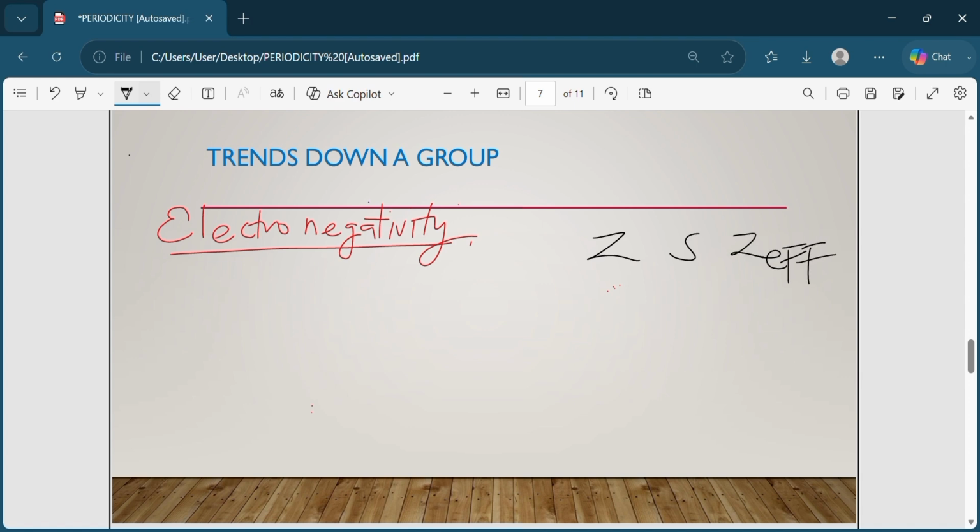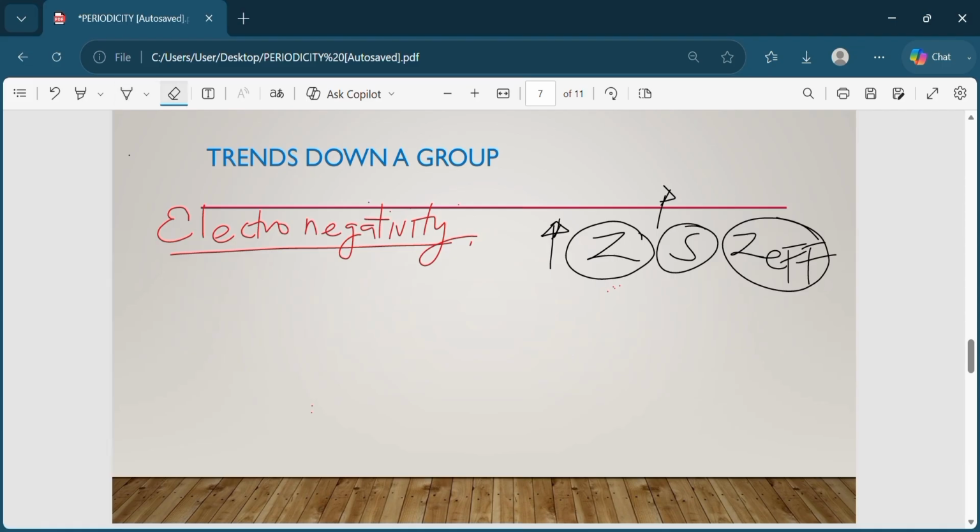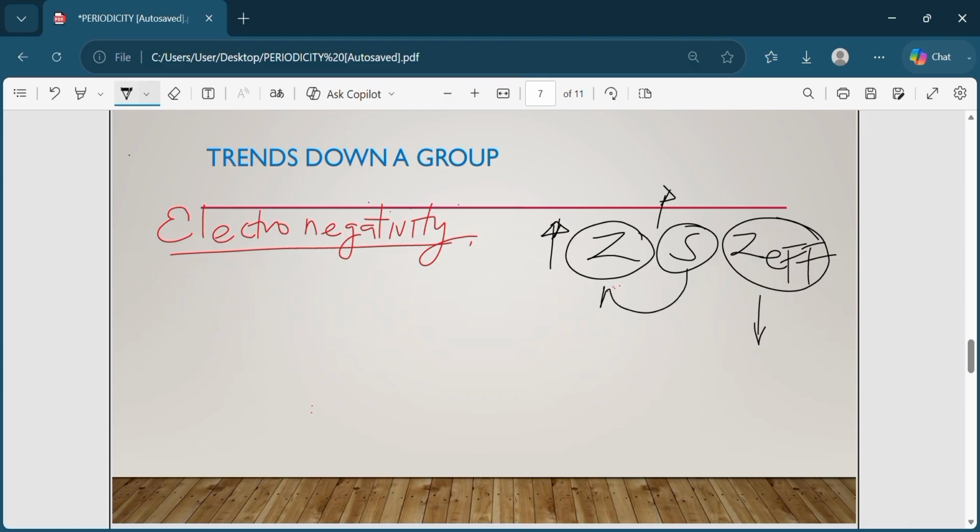Okay, we all know that down a group we are having nuclear charge increasing, screening effect also increases, but then effective nuclear charge will actually be seen decreasing, not increasing. This will be seen decreasing because our screening effect will always outweigh our nuclear charge down the group based on whatever we have explained. But then understanding what electronegativity is will help us solve the matter.